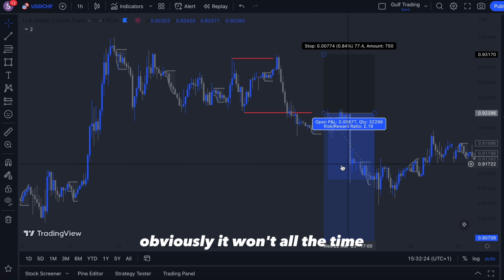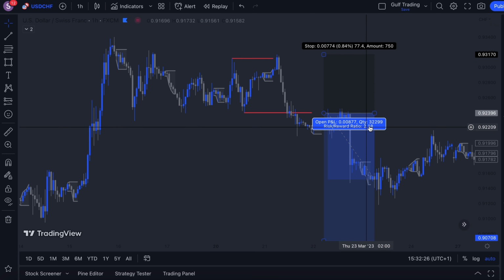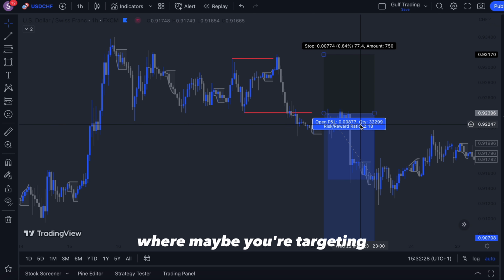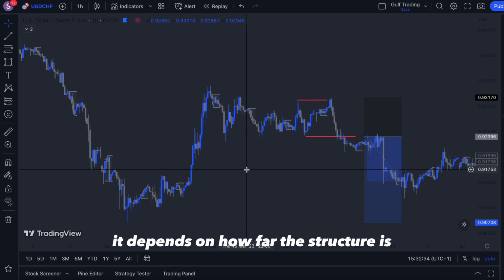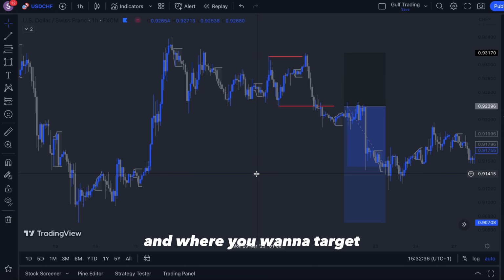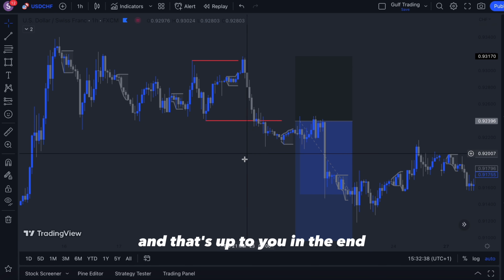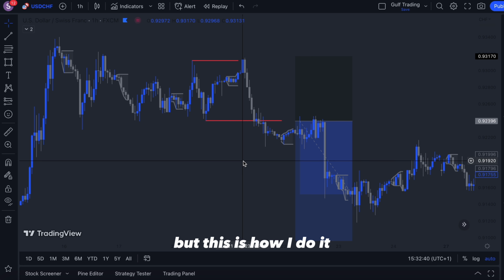Obviously it won't all the time, but we're only going for smaller risk reward than your typical SMC, where maybe you're targeting like 5R, 10R. Sometimes you will get trades that are like that, but not always. It depends on how far the structure is and where you want to target. You can target where you want, and that's up to you in the end, but this is how I do it.